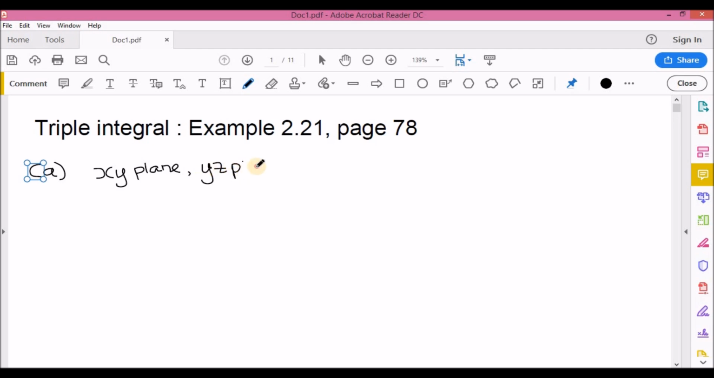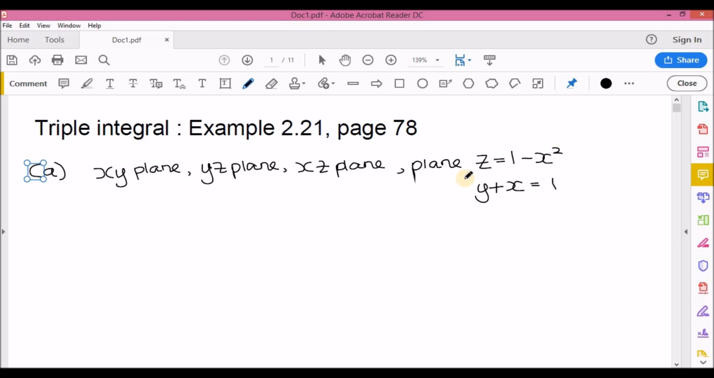The xz plane, and the plane z equals 1 minus x squared, and one more plane is y plus x equals 1. So before we find the volume, we need to construct this 3D structure.